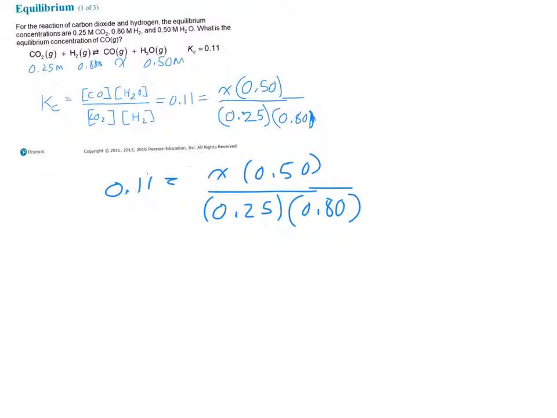I have to get x by itself, so what am I going to do? Well, I'm dividing by 0.25, so I need to multiply by it. I'm dividing by 0.8, so I need to multiply by it, so it cancels. I'm multiplying by 0.5, so I need to divide by it, so it cancels. And what I do for one side, I have to do for the other.